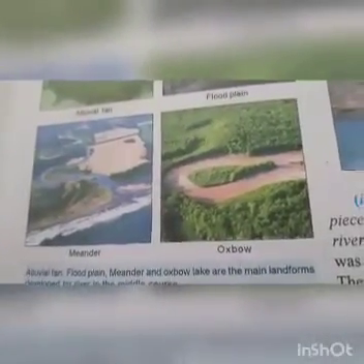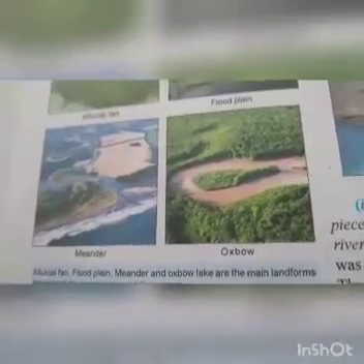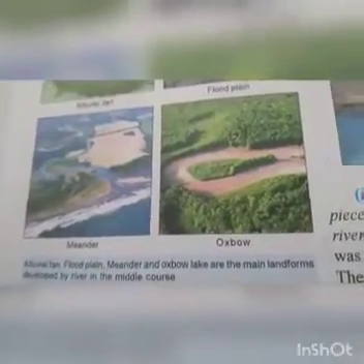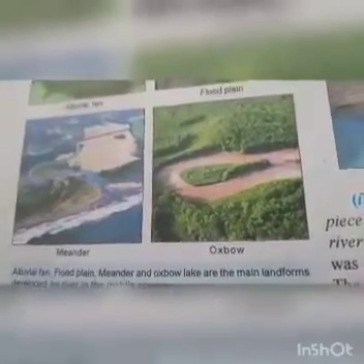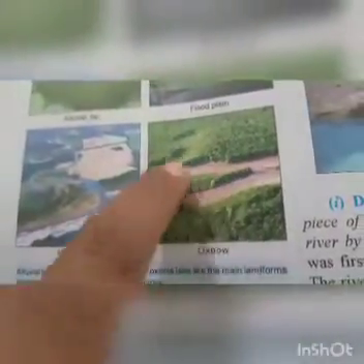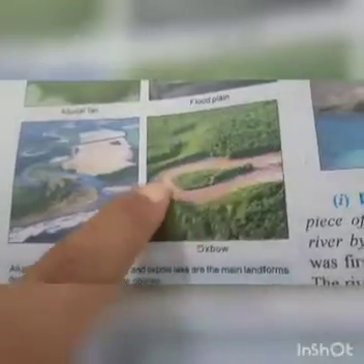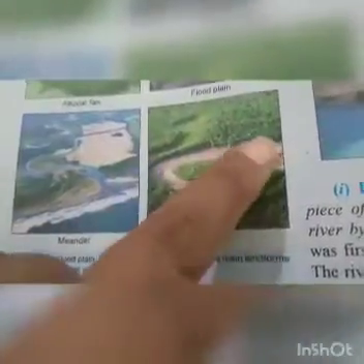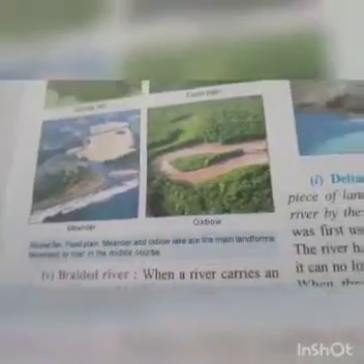So this meander loop filled with water is converted into a lake, that is known as Oxbow Lake. This filled water converted into a lake, we call it Oxbow Lake. The shape of the Oxbow Lake is almost a complete circle with a narrow neck. So this is Oxbow Lake, right?